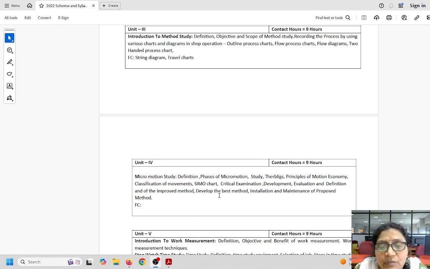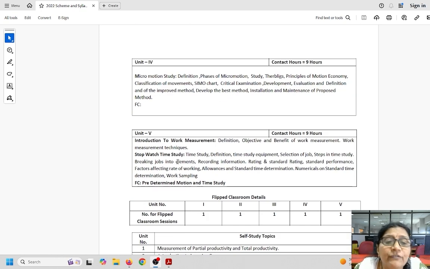In that you are going to learn SIMO chart, that is simultaneous motion operation chart, and all the installation and development of method study as well as micro motion study you are going to learn in unit 4. Then unit 5, this is work measurement. That is the second part of it. Once you have developed the best method, then you are going to measure the time required to complete that job, which is productive, which we have already developed by conducting method study. So there you are going to learn definition, benefits, and various techniques.